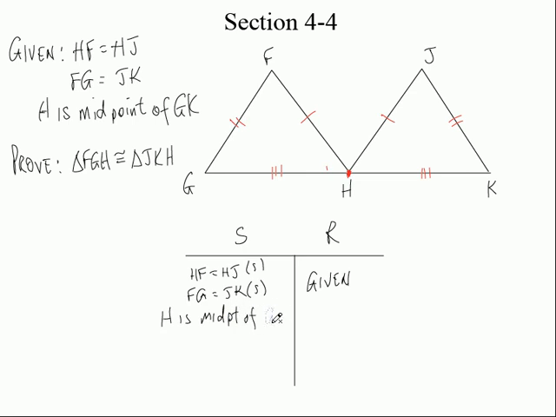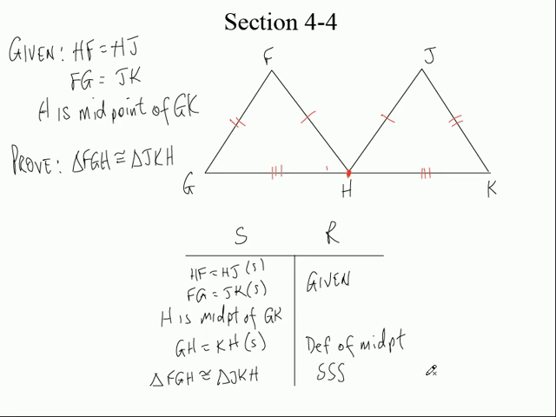of GK. Now I can say what? That GH equals, I'm going to go KH, is that all right? Because they're the ones that actually correspond to each other. And what's my reason for that? Definition of midpoint. Okay? And that's my other side, isn't it? Look what I got. I got side. Tell me something that's true about my triangles. Triangle FGH is congruent to triangle JKH. And what's my reason? Side. QED, right? All right, that's it. Let's do another one.